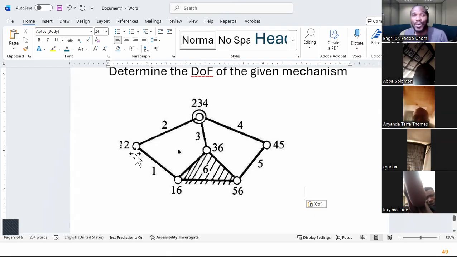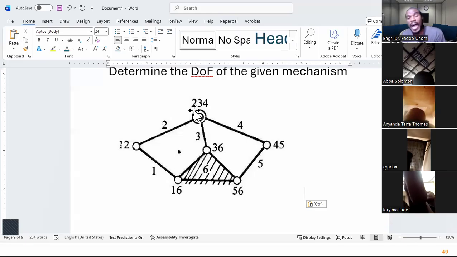Is that okay? So here, that's 1 binary, 2 binary, 3, 4, 5. Now, when you get here, there are 3 links connected. You apply the formula L minus 1. So how many binary joints are there? Seven binary joints. There are 7 altogether. And again, there are no higher pairs here. So you just plug it into your equation and you make progress.